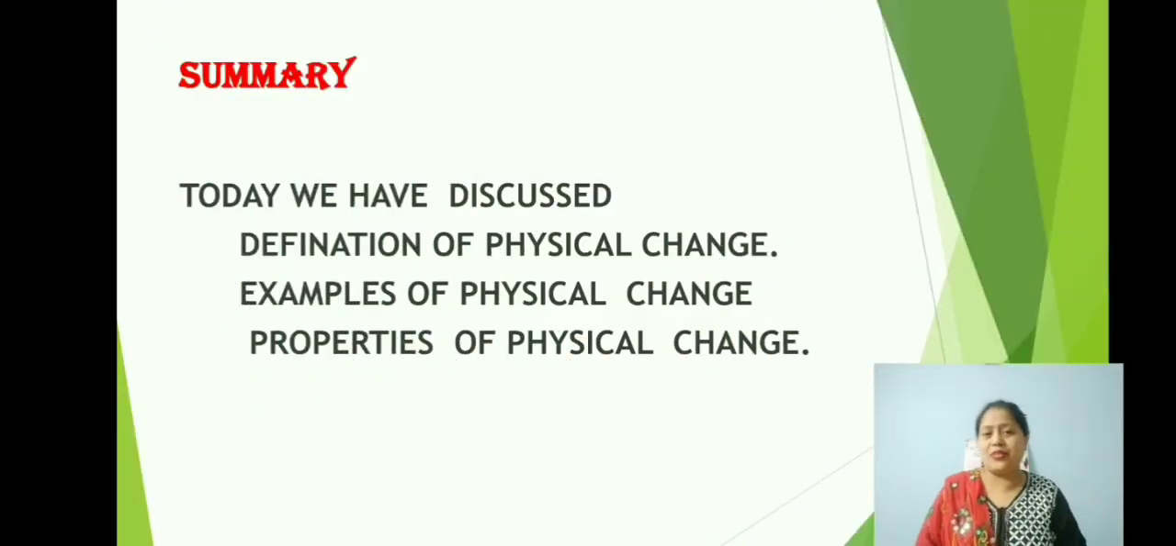So I hope, children, you all have understood the activities which have defined physical change in a proper manner, or rather you must have understood the different properties of physical change. So with this, today I would like to wind up, but before that, let's look at the summary. Today we have discussed the definition of physical change, then examples of physical change, and the different properties of physical change.